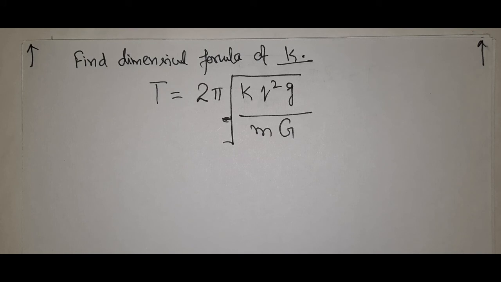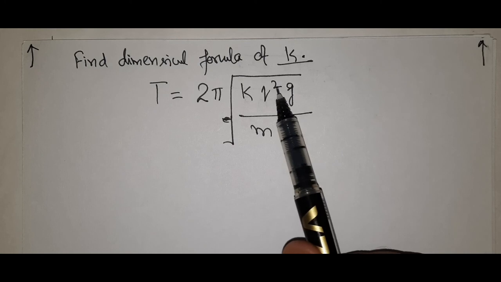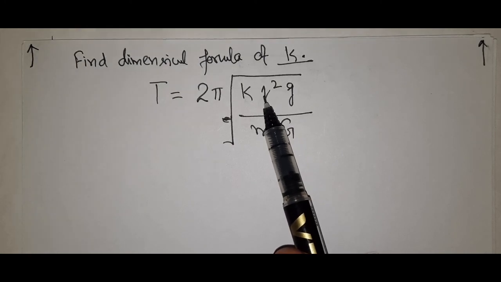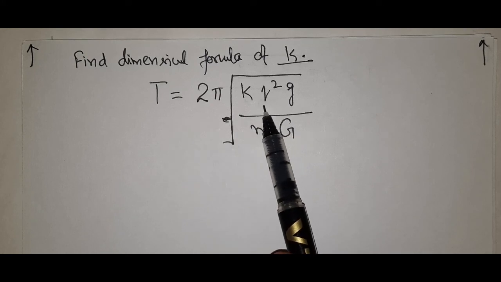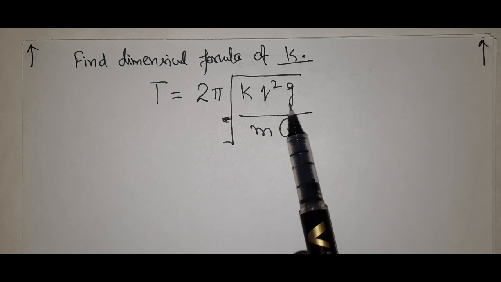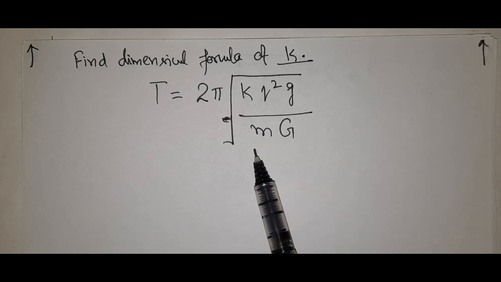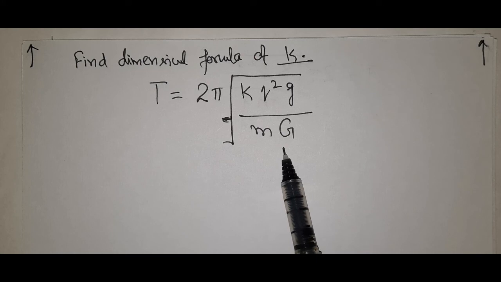This is the next problem. Find the dimensional formula of K in this given relation, where T is time period, L is length, g is acceleration due to gravity, M is mass, and G is the universal gravitational constant. Now let's have the formulas of these individual quantities.